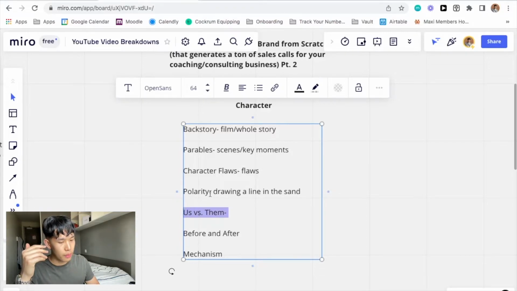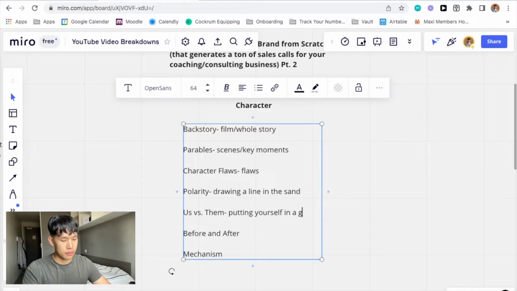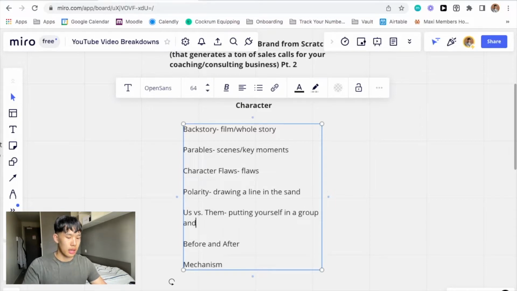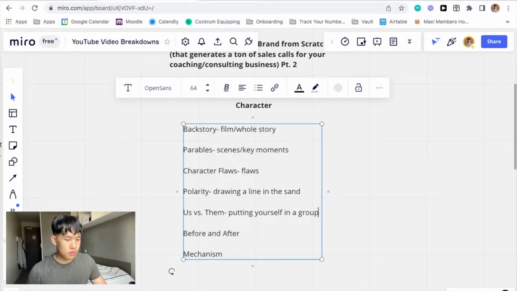How that differs from polarity is, us versus them is where you're putting yourself in a group, and polarity is drawing a line in the sand. So let me explain. Us versus them is like you're putting yourself in a group, and then whose side would you never be on in a million years? For example, not to get political, but the main example that comes to mind is conservative versus liberal. That's an example of us versus them.